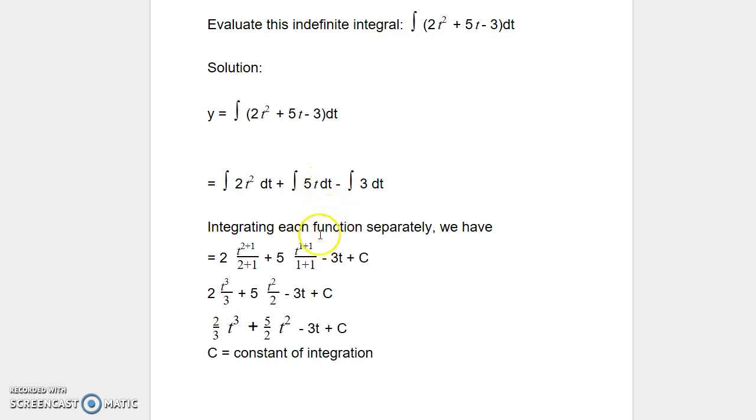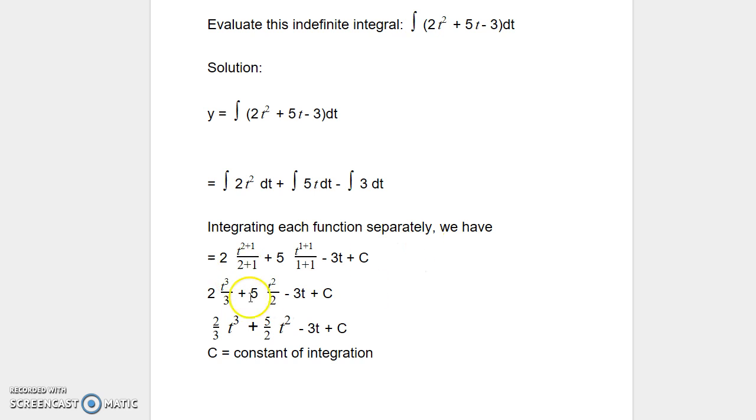Integral t dt converts to t to the power of 1 plus 1, the whole thing divided by 1 plus 1, minus integral 3 dt in this part. 3 is a constant. We're going to take that outside of the integration process. Integral dt converts to t. So 3 times t is 3t, plus c is a constant of integration.